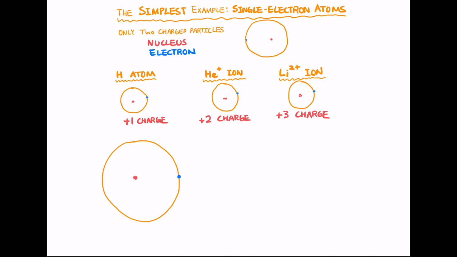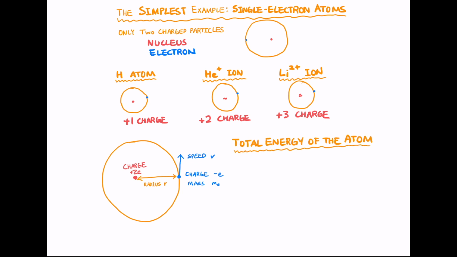Bohr's theory started from Rutherford's planetary model, which assumed that a single electron of charge minus e and mass m sub e moves with speed v in a circular orbit of radius r, about a fixed dense nucleus of charge plus Ze. Since the electron is moving and an electrostatic force exists between the electron and the nucleus, the total energy of the atom can be described by the sum of the kinetic energy of the electron and the electrostatic energy of the atom.